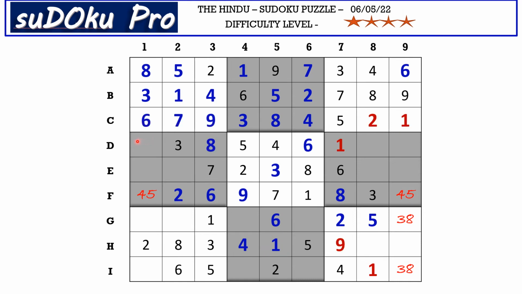In D row, there are 3 empty cells and the missing numbers are 2, 7 and 9. There is 2 and 7 blocking this cell here. So D1 takes 9, and 2 and 7 go in these two cells, but there is a 2 blocking from here. So D8 takes 7 and D9 takes 2.